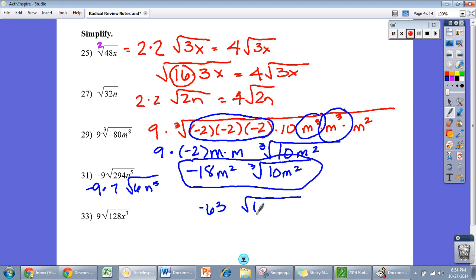And let's take a look at that n to the 5th. And remember, we have to make squares. So n squared times n squared, well, that makes n to the 4th. We need n to the 5th. I need one more. So let me go ahead and pull out the square root of n squared, which is n. And don't forget we have the negative 63.